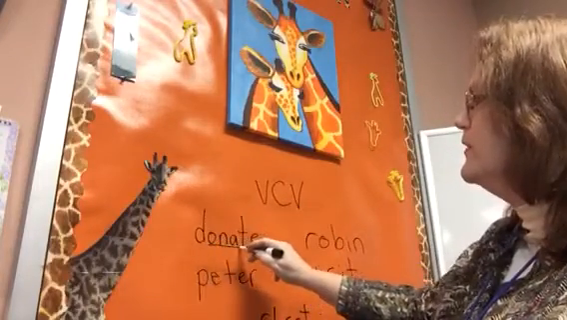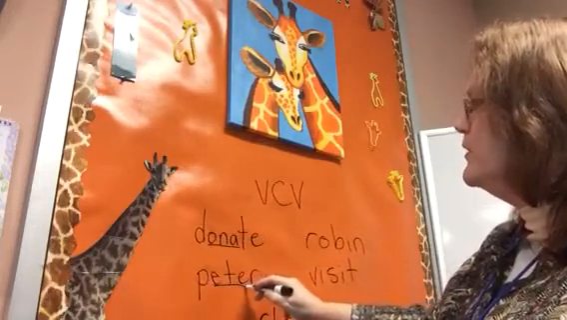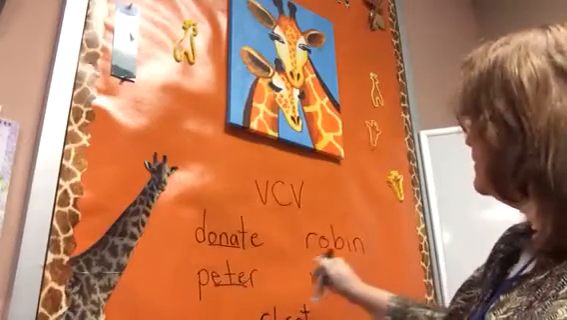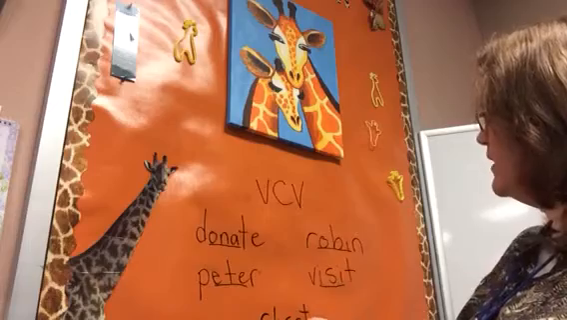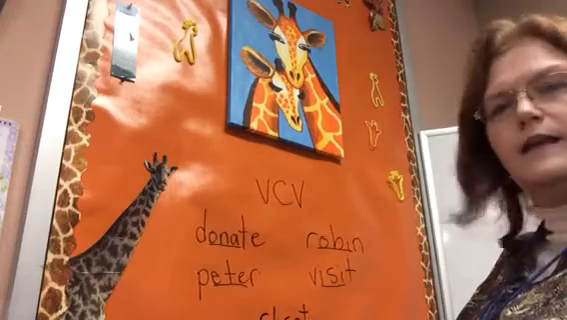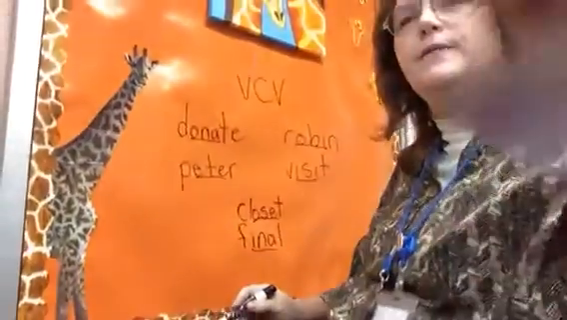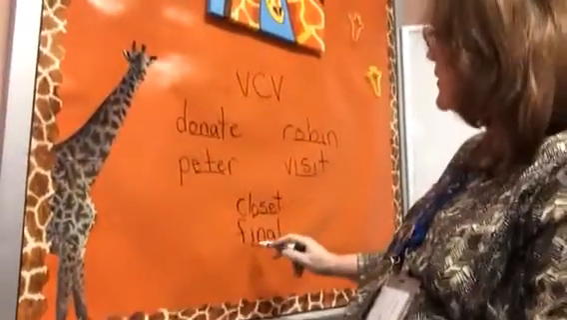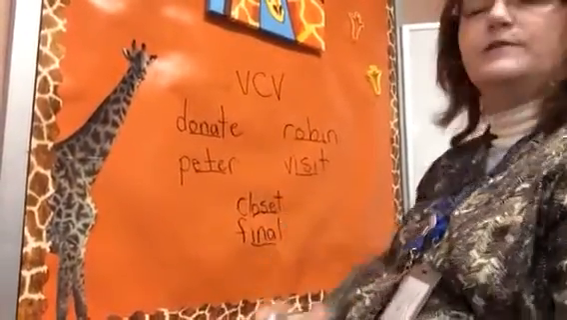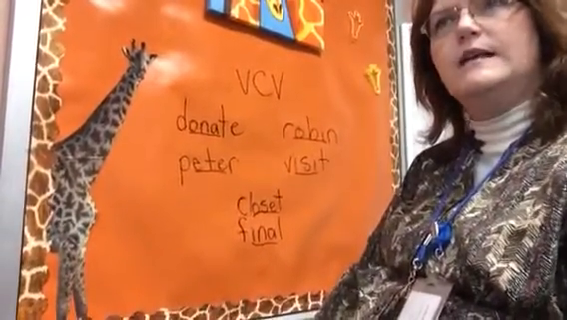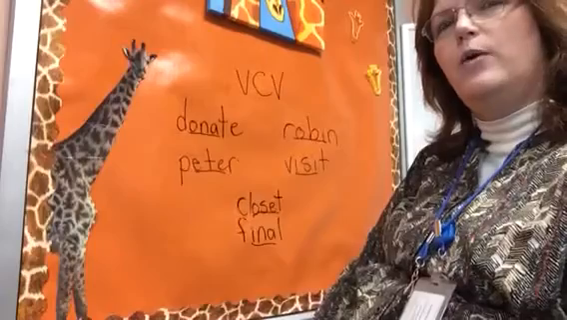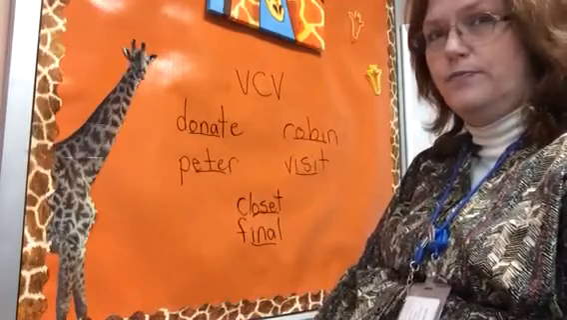We see that here, vowel, consonant, vowel, here, here, and here. Can you see all those words? Let me fix that. There you go. So there's all these vowel, consonant, vowels. Now, they're very hard to figure out because they have this thing called an open vowel and a closed vowel.